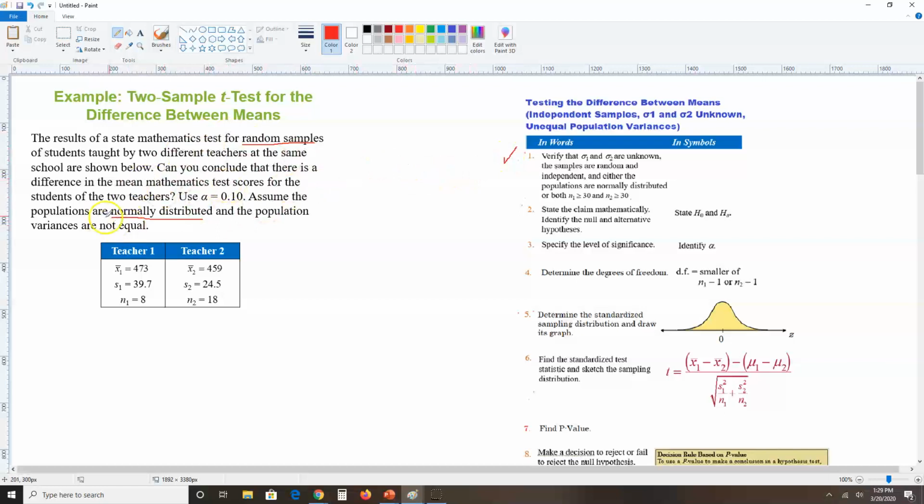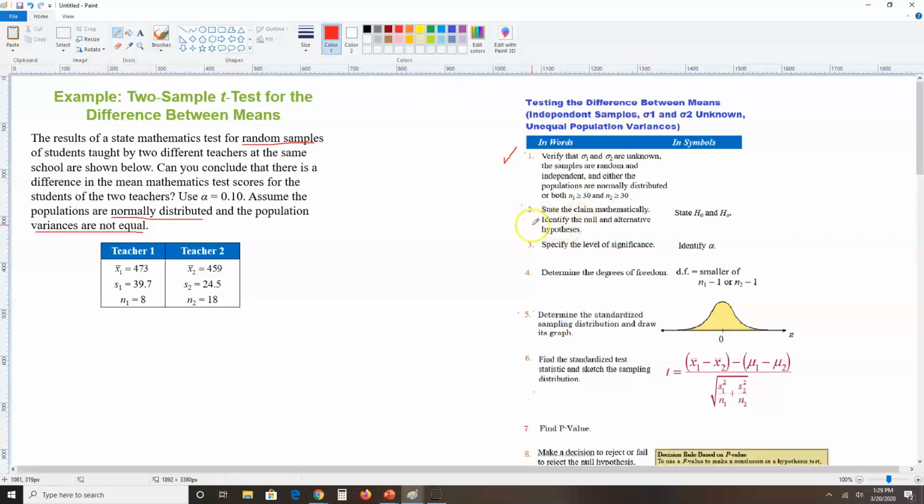All right. And because I'm working with the case that the population variances are not equal, how do I know that? Because it says it right here. So I did my check.